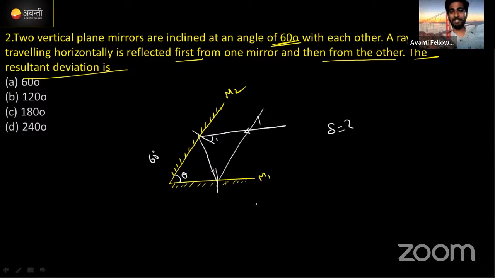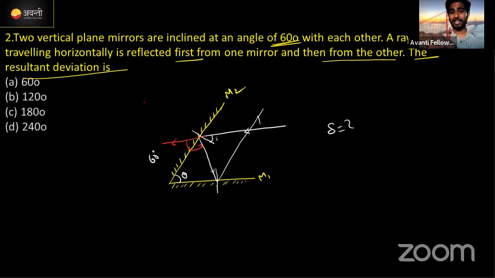Okay, what is the correct answer for this question, guys? We need to find out the deviation. What is deviation actually? Yesterday I told you, deviation means the angle between the extended incident ray and the reflected ray. Look here. For the first ray, this is the extended incident ray, and from the extended incident ray to the first reflected ray, this is the angle of deviation, the first deviation.